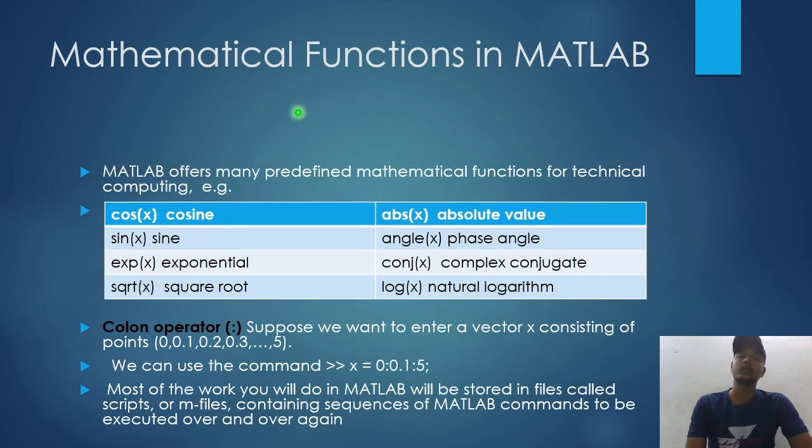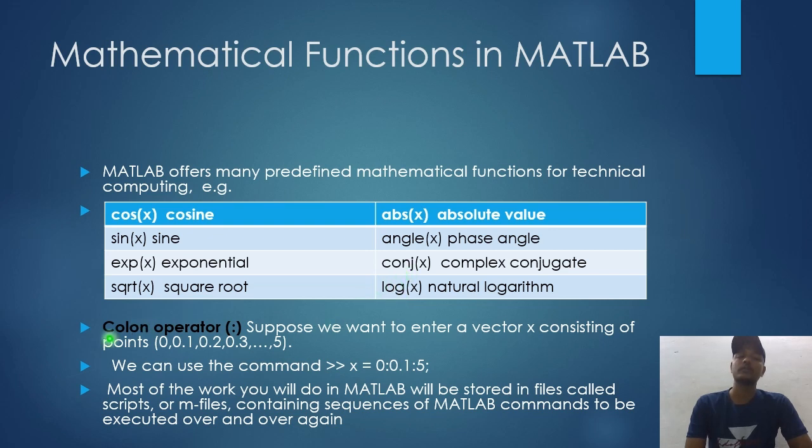Mathematical functions in MATLAB. We have many mathematical functions for technical computing in MATLAB. For example, if we want to implement a cosine wave, then we have cos of x, and for sine wave we have sin of x. For exponential we have exp. For square root we have sqrt. For absolute value we have abs. For phase angle we have angle. For complex conjugate we have conj. For natural logarithm we have log.